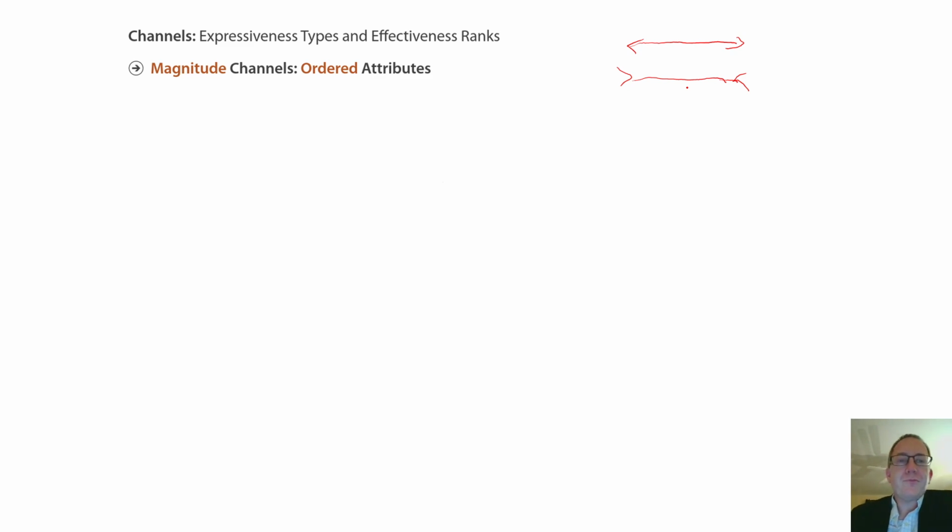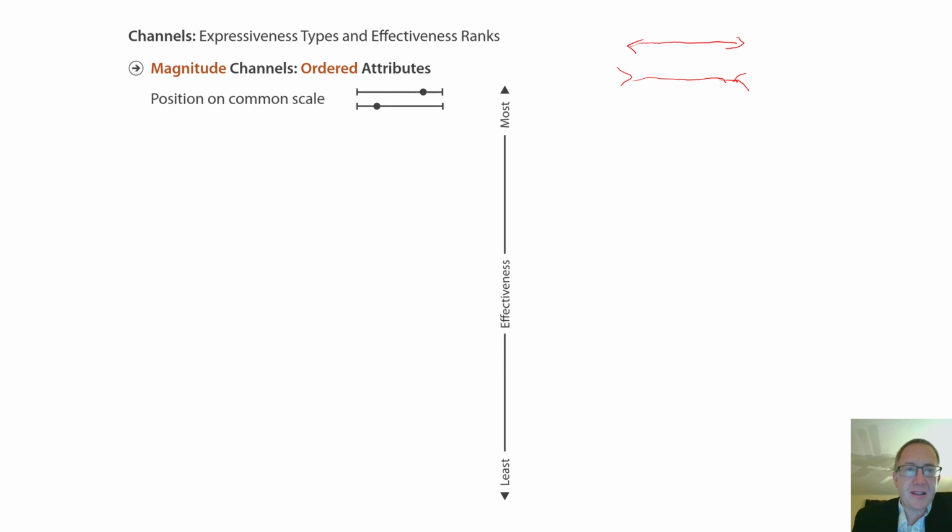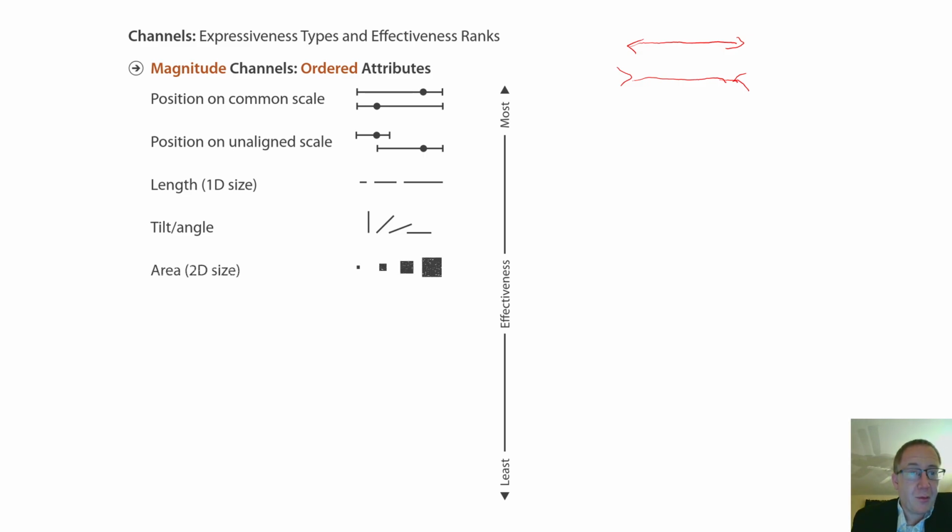So, in terms of expressiveness, how good we are at reading these things, position on a common scale is fantastic. It's one of our best things. Position on an unaligned scale, not as good. The length is pretty bad. It's okay, at least. Better than tilt, for example, which is better than the area, which is presumably better than the volume as well. The depth in three-dimensional space, we're pretty bad at that one, even with 3D effects.